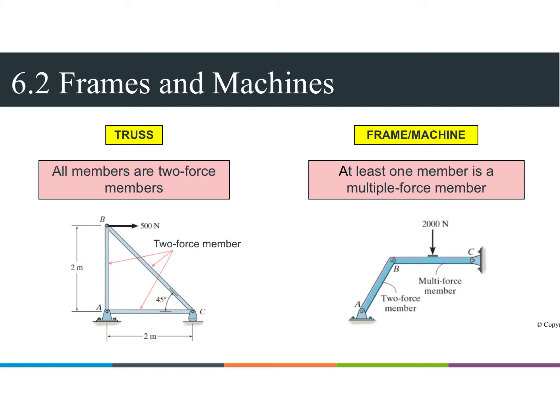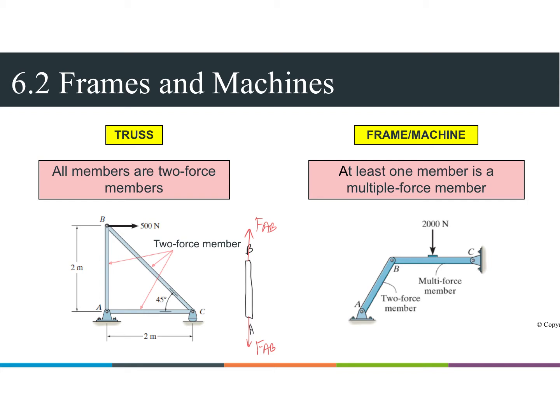For frames and machines, what is the difference between trusses and frames or machines? Under trusses, we focus on the two-force member, where two forces act at the ends of the member, two opposite forces with the same magnitude. For example, member AB has two forces, FAB and FAB, with the same magnitude and the same line of action. That's the meaning of a two-force member.